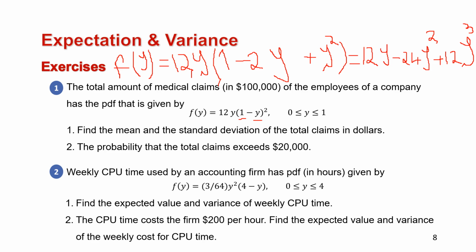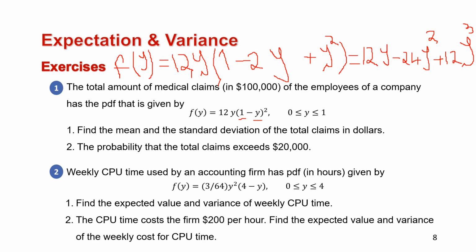You can find it again by division. Let's divide $20,000 over $100,000. Then you will find that the value equals 0.2. So let's integrate, exceeds 0.2, so let's integrate from 0.2 till 1. Integrate what? Integrate the PDF itself. Okay.